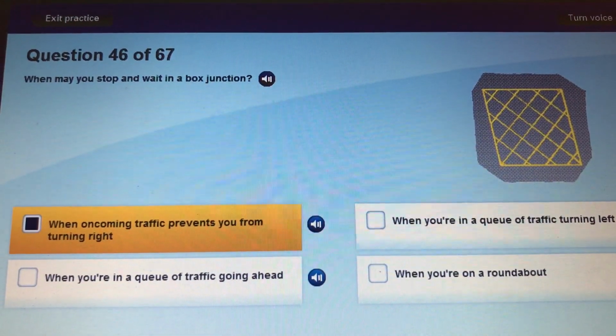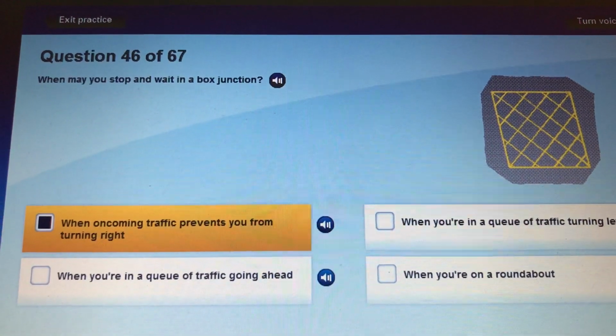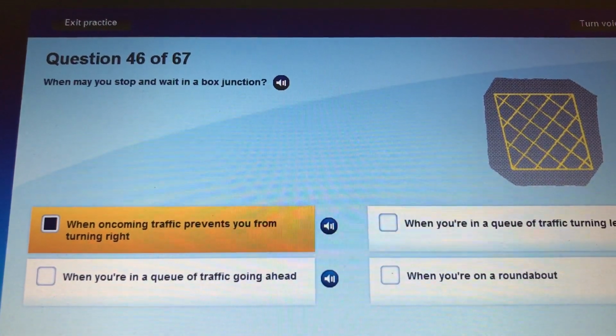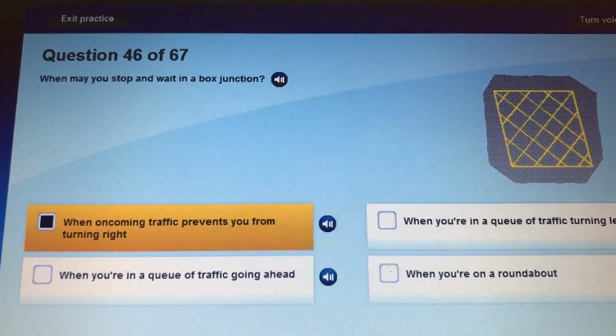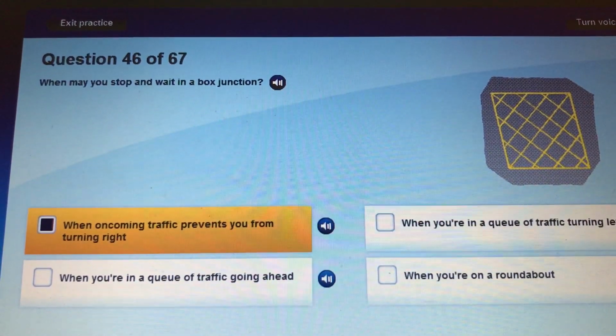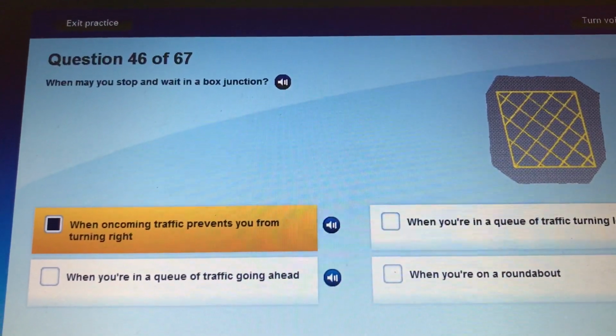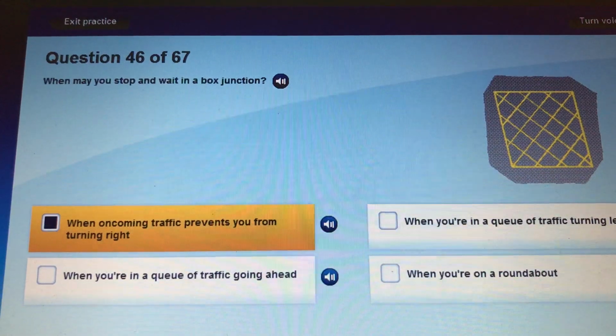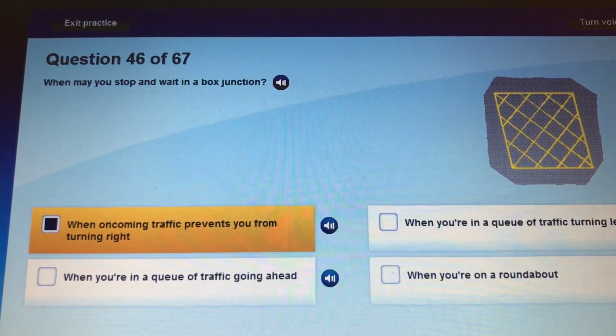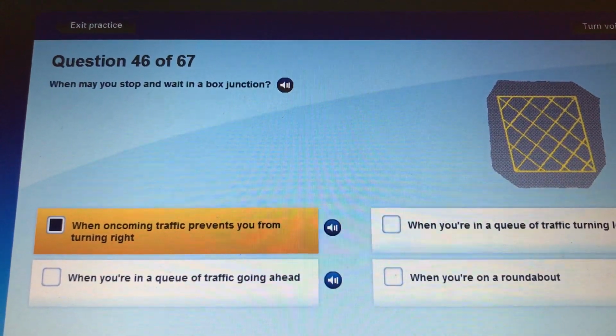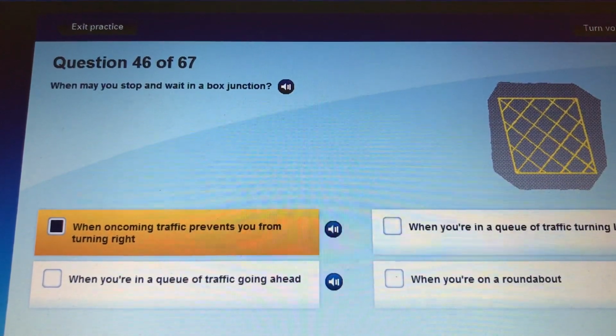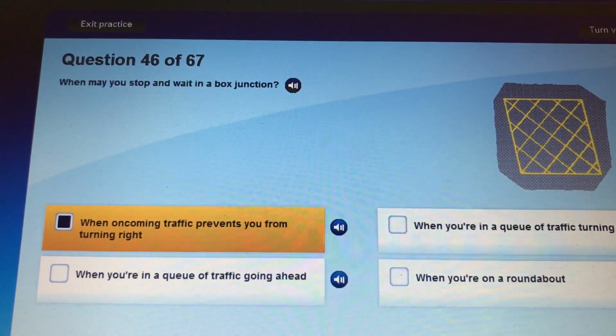What can you see in the picture? A box junction. When may you stop and wait in a box junction? When oncoming traffic prevents you from turning right.